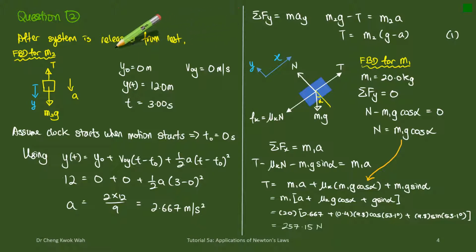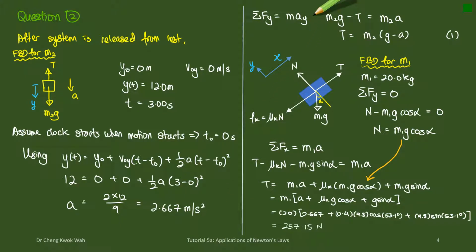Let's first draw the free body diagram for the mass 2. You have a weight m2g pointing down. You have a tension pointing up. We set the positive y direction to be pointing down. We are given that y0, the initial y position, is 0 meters. y is 12 meters. t is 3 seconds. The initial y velocity v0y is 0. Using this kinematic equation, we are able to easily solve for our acceleration, giving us 2.667 meters per second squared.